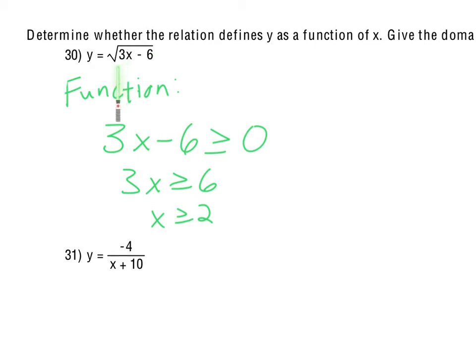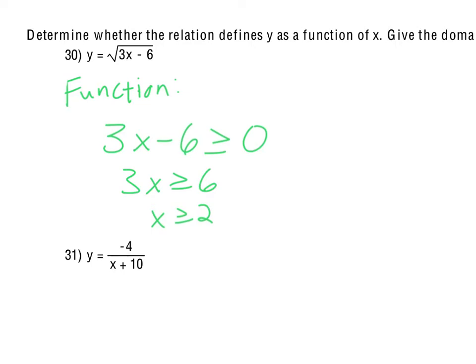Of course, if x is exactly 2, we get 6 minus 6, which is 0, and we can square root 0. The result is just 0. But that is the smallest value. 2 is the smallest value we can plug in for x, where we're still square rooting a non-negative answer. So that describes our domain.